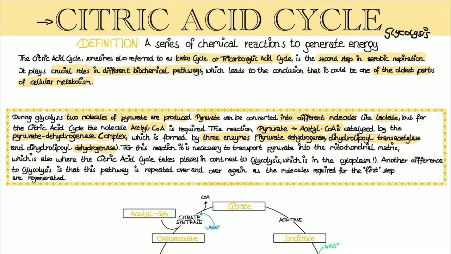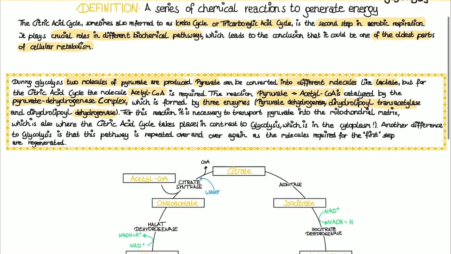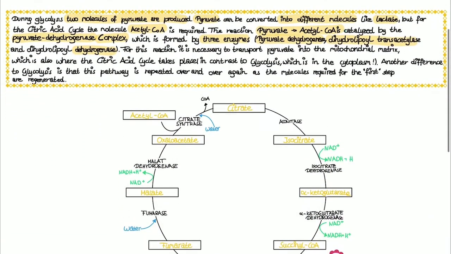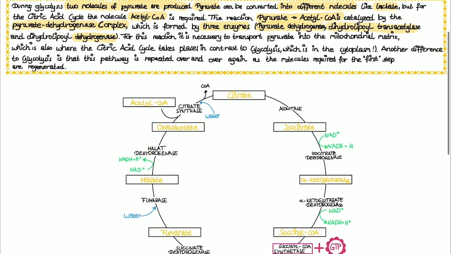And as this reaction cannot take place in the cytoplasm, we have to transport pyruvate first into the mitochondrial matrix, which is where the whole process takes place, which is in contrast to glycolysis. In glycolysis, we said that this happens in the cytoplasm. Now we're in the mitochondria.